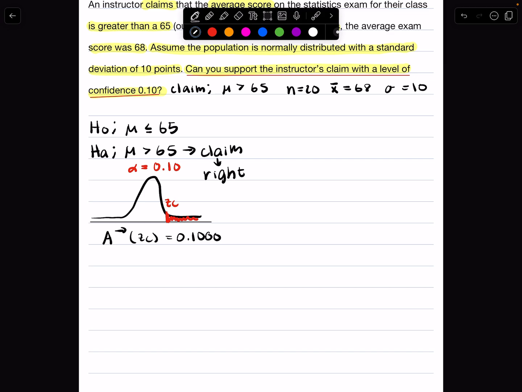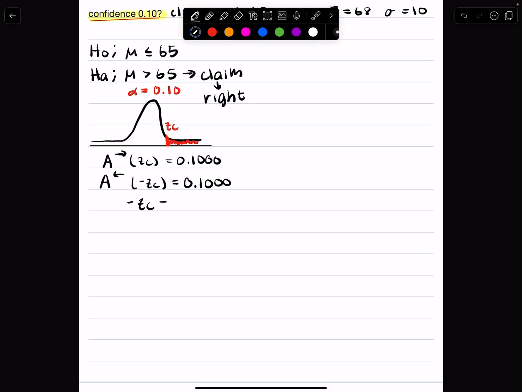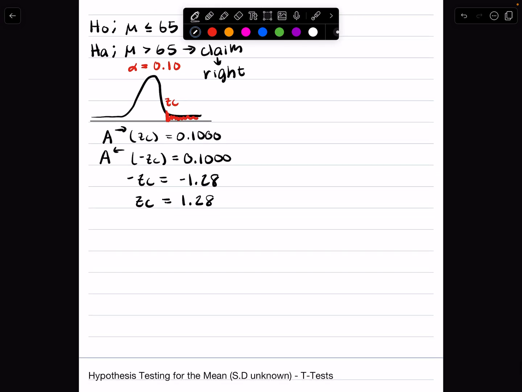But I don't know anything about area to the right. But I do know that area to the right of z is equivalent to area to the left of negative z. So area to the left of negative z is 0.1000. When I have area to the left in a critical value, I should think, go to my chart. So we go to our chart and we'll find that the critical value that corresponds to this area is negative 1.28. But that's the negative critical value. What do we care about? We care about our positive critical value. Our positive critical value then is positive 1.28.